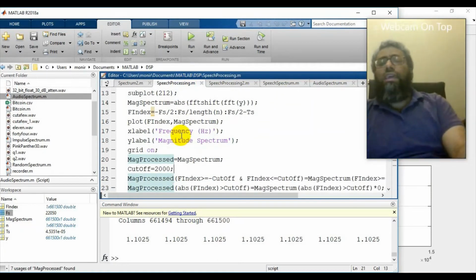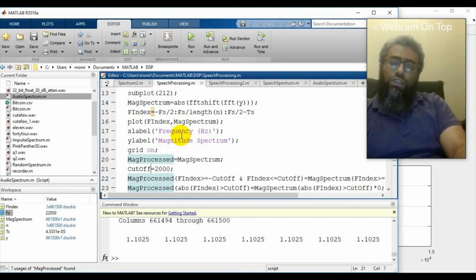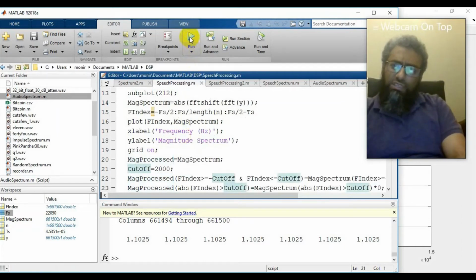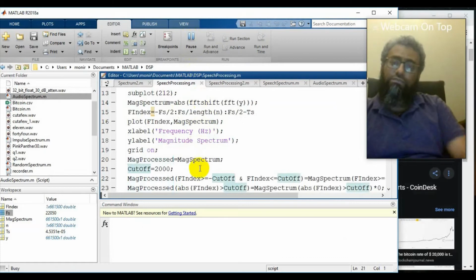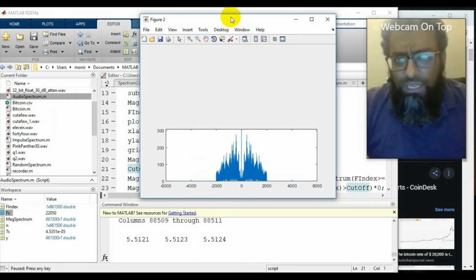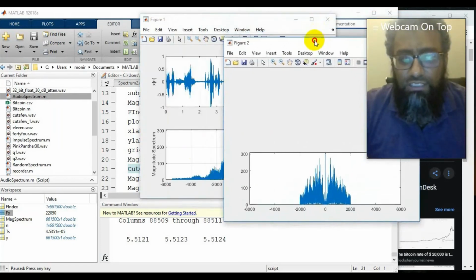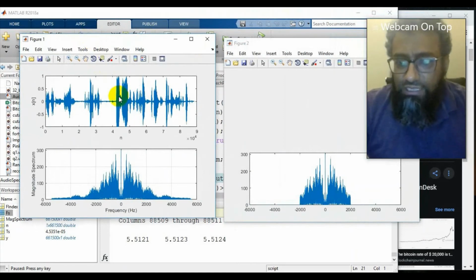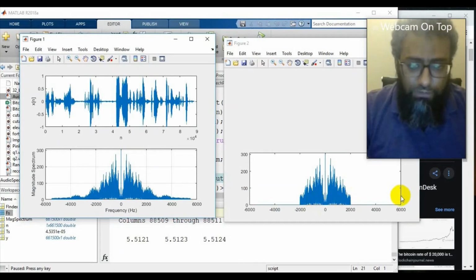Okay, here I have put a cut-off frequency of 2000. What I am going to do, you can see rather than listening to me. Okay, if you see here, the speech signal is the same as the previous one. This was the signal, this is the spectrum. What I have done here is that I have made a cutoff frequency of 2000 hertz, and after 2000 all frequency components I have removed.